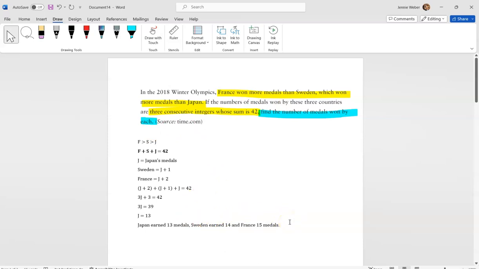So you can see kind of multi-step setup, but the equation itself, once we got to it, was not that difficult. But we did have to do a little bit of thinking about how we were going to work it and how we were going to set it up, as well as knowing what that term consecutive integer meant.